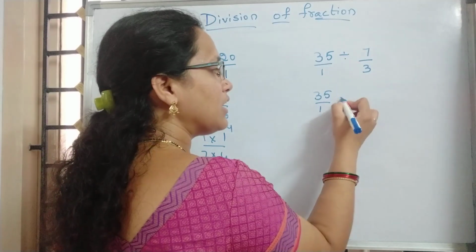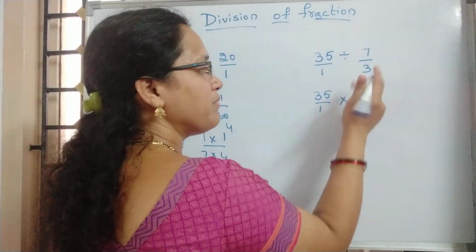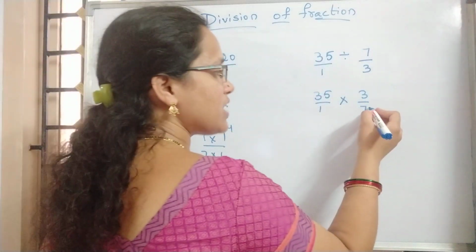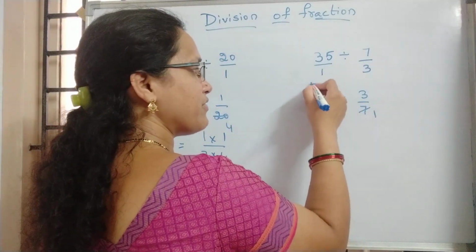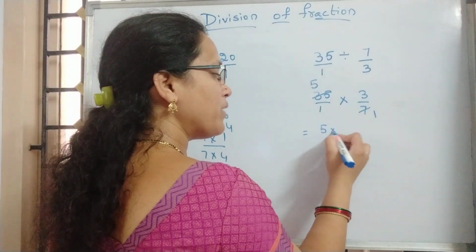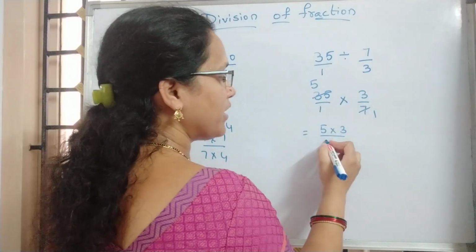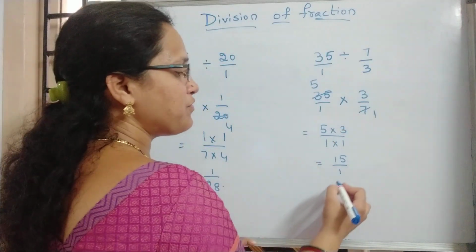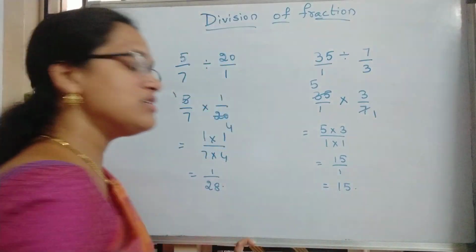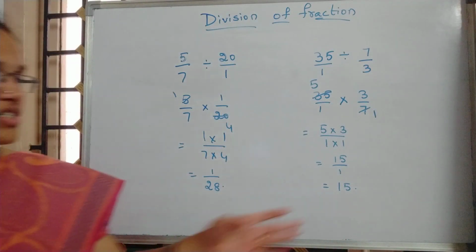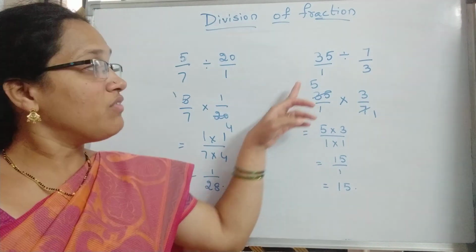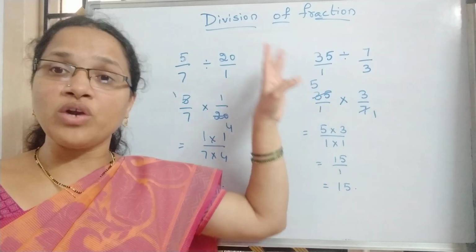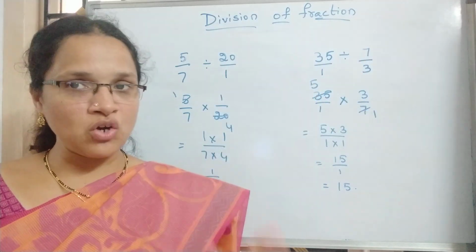35 by 1 times, change the sign, write the reciprocal 3 by 7. Okay, and now start cancelling. 7 ones are and 7 fives are. Write the remaining numerator, multiply the numerator with the numerator and the denominator with the denominator, where it gives you the answer 15 by 1. Ultimately the answer is 15. So you may get fractions or you may get whole numbers, whatever it is. Even if the first number is a whole number, please don't change it and write it as a fraction, only the second one.